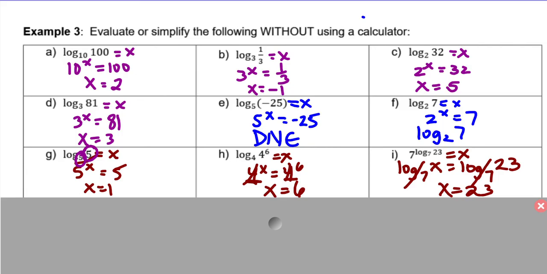8, log base 4 of 4 to the 6th is equal to x. 4 to the x is equal to 4 to the 6th. Because they have the same base, I eliminated the bases, so x is equal to 6.